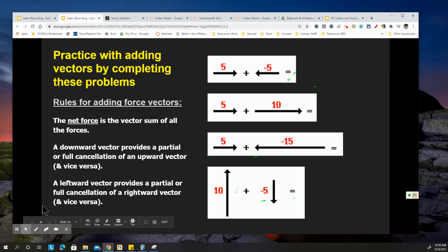Practice with adding vectors by completing some of these practice problems. Where will you be successful? I bet in each one of these if you watched and viewed the video.